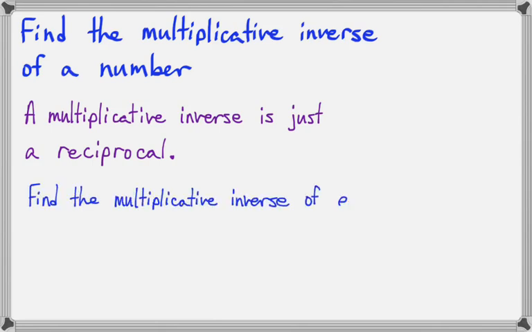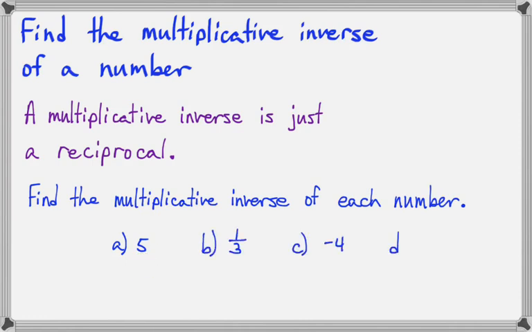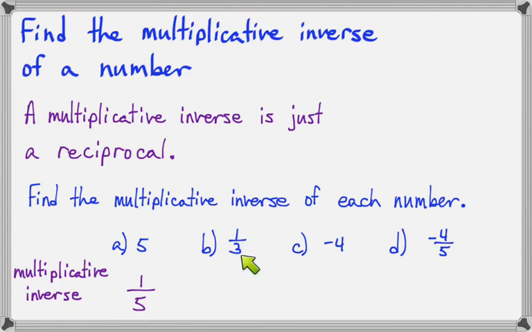So if we want to find the multiplicative inverse of these next few numbers, for 5, remember the denominator of a whole number is 1. So if we turn that upside down, it's going to be 1 over 5. And for 1/3, if we turn that upside down, it's going to be 3 over 1, which we'd write as 3.